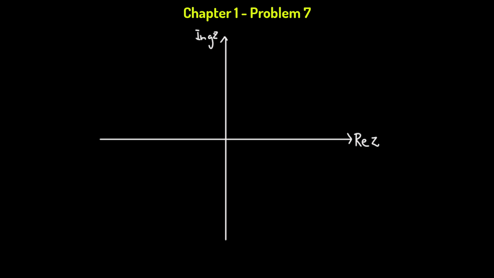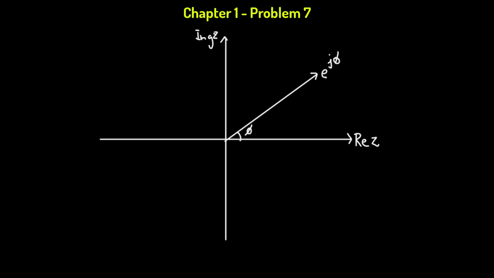Now we need to show the relationship using a vector diagram in the xy plane. So here we have the xy plane. Let's start with the first vector, or the first complex number, e raised to the power of j phi. This is making an angle phi with the real axis.